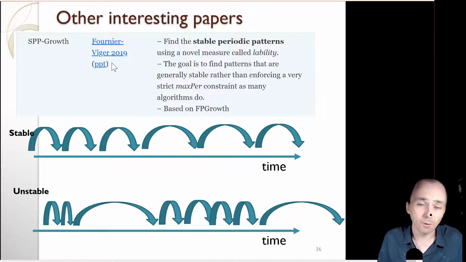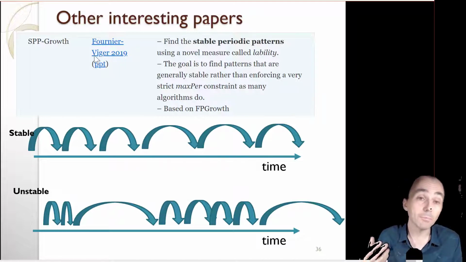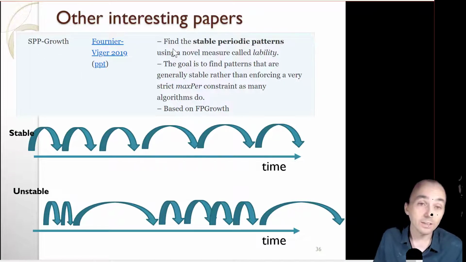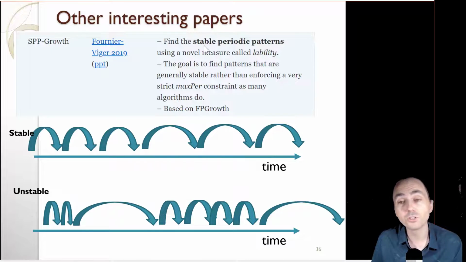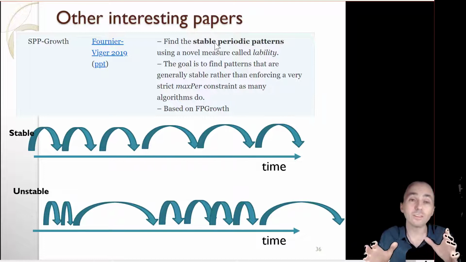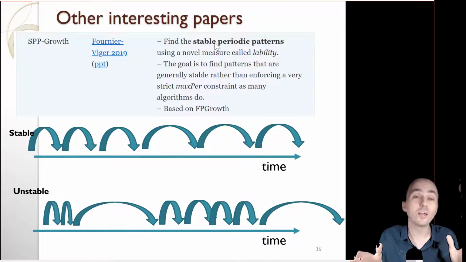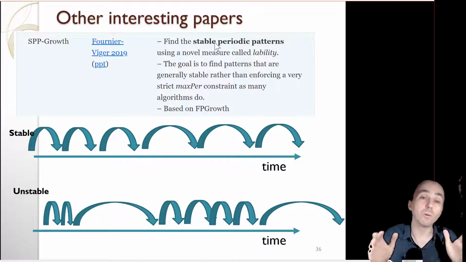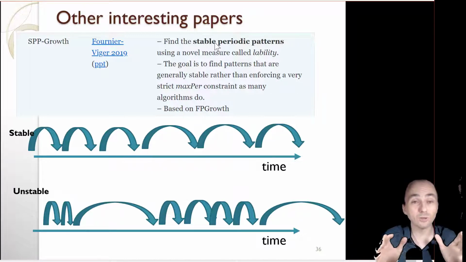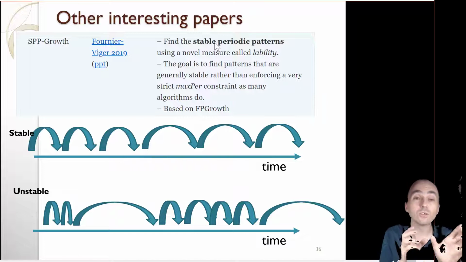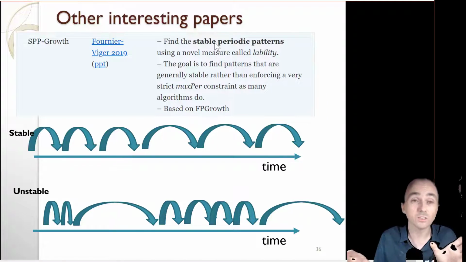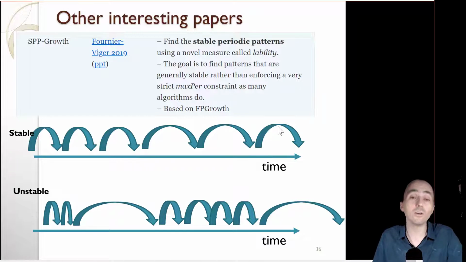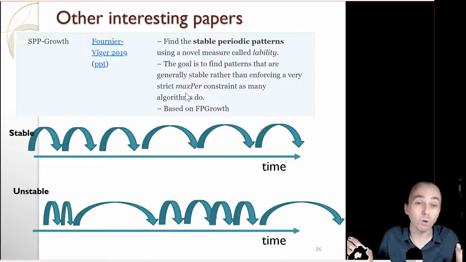In another paper, it is my paper, we got the Best Paper Award at a conference by introducing a new problem called the stable periodic pattern. The idea is, we observe that in real data, it is not always very stable. You can find patterns that are periodic, that sometimes are periodic, but not always, and so on. So here we want to find the periodic patterns that will be very stable over time.